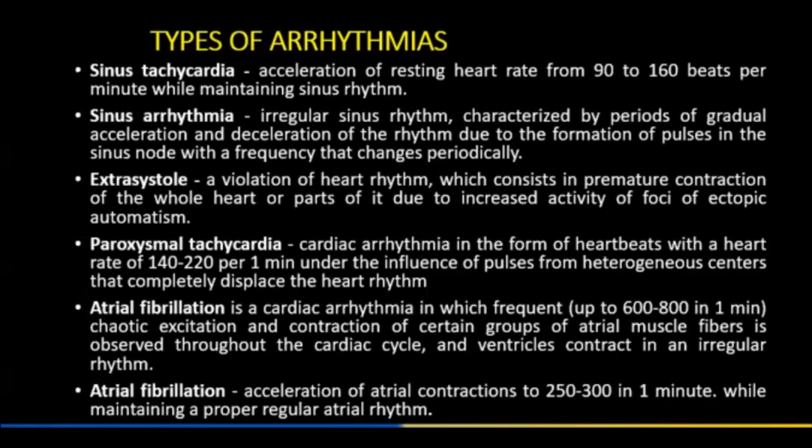Atrial fibrillation is a cardiac arrhythmia in which frequent, up to 600-800 per minute, chaotic excitation and contraction of certain groups of atrial muscle fibers is observed throughout the cardiac cycle, and the ventricles contract in an irregular rhythm. And atrial flutter is an acceleration of atrial contraction to 250 to 300 per minute, while maintaining a proper regular atrial rhythm.